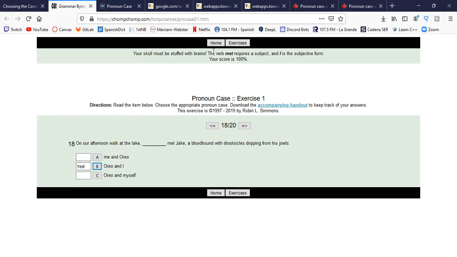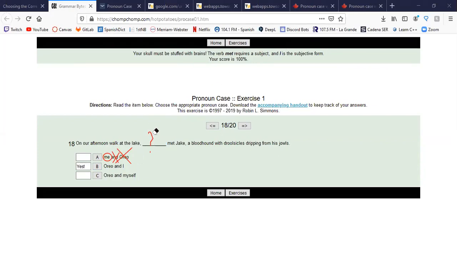And there's one thing I want to point out here. Some people will say me and Oreo, but that just doesn't work. Because think about it. If you take out Oreo and the word and, you just have me. So would you say me met Jake? Would you honestly say me met Jake? No, you wouldn't. You would say I met Jake.